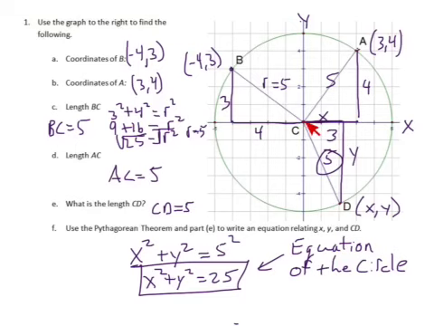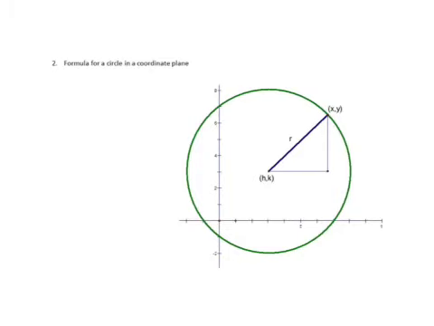So here we have a circle with the center at the origin at 0, 0, but now we want to look at what happens if we move the circle. Here we have a circle in the coordinate plane, but we have a center that's kind of floating out here. We don't know exactly what it is. And we just have a real generic circle here. We've got some point x, y, and we've got some point we'll call h, k.